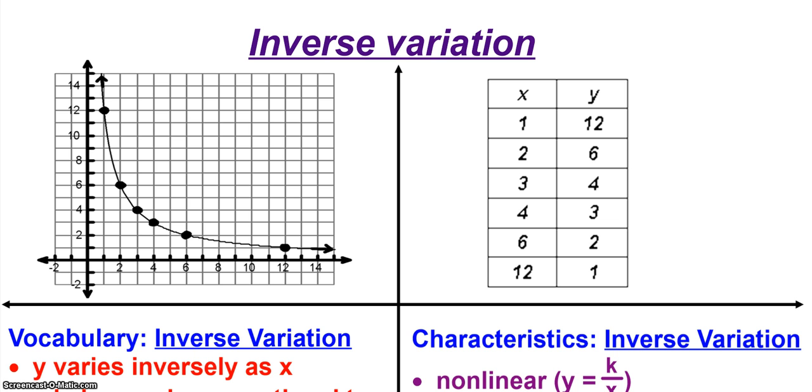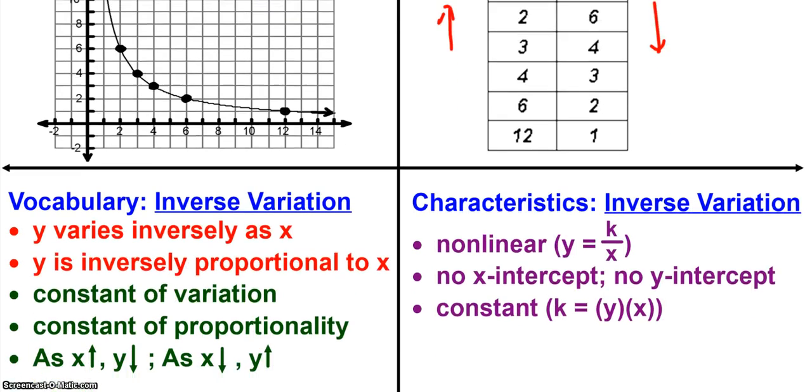Alright, the next type of variation that we have is inverse variation. If you notice, this is a curved line. It has an asymptote at x equals 0 and at y equals 0. Now if you look at your table, as x increases, you'll notice that y is decreasing. That's what makes it an inverse.